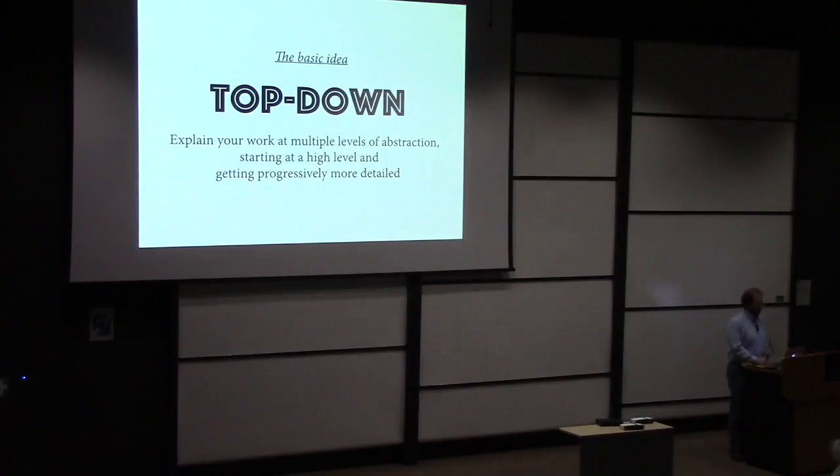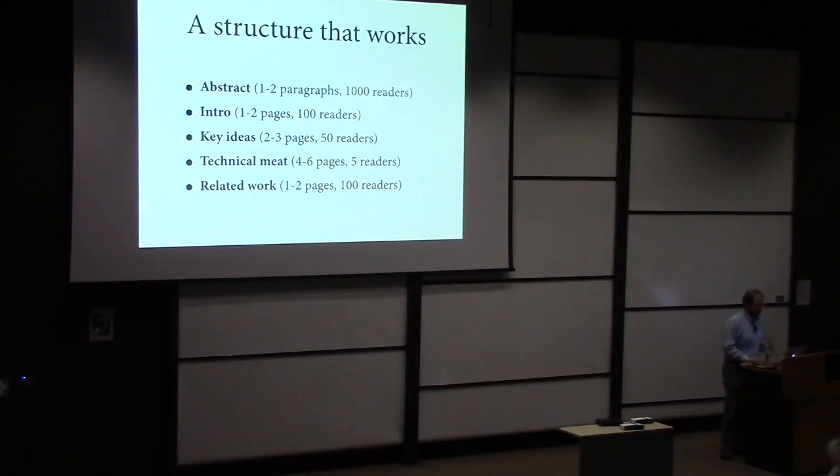So that's the basic, very high level idea. Now, how does this practically get turned into a paper structure? Well, here's a structure that I use, or I try to use. This is a structure that if you can make it work, works really well. And this is the essence of top-down. So the idea is you start with the abstract. All papers have to have an abstract, one or two paragraphs. An intro, let's say about one or two pages. A key ideas section, which I'm going to go into much more detail about later, describing the key ideas you're trying to get across in the paper. Technical meat, which is filling in all the technical details, and then concluding with some related work, or detailed comparison of related work.